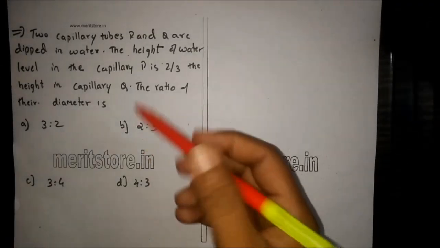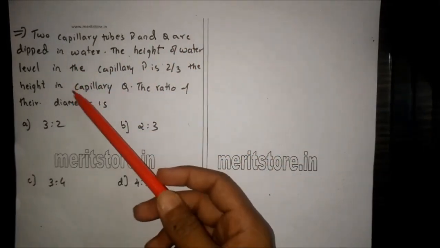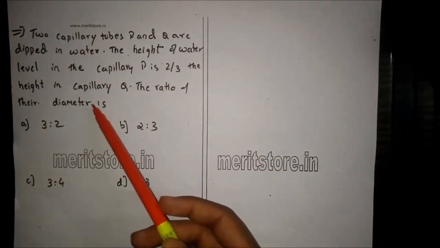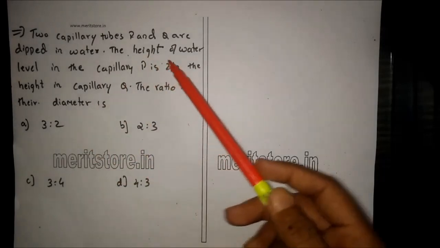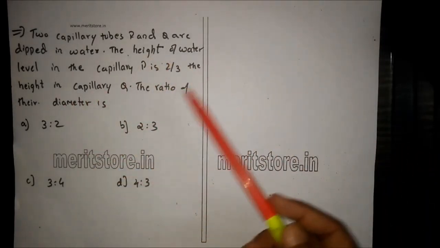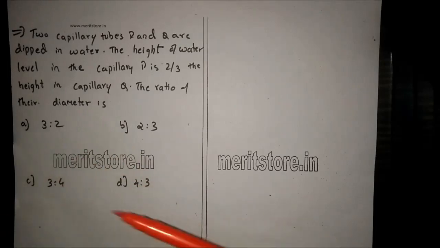Two capillary tubes P and Q are dipped in water. The height of water level in the capillary P is 2 by 3 times the height in capillary Q. The ratio of their diameter is, here are the options.